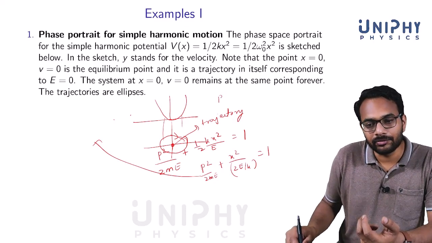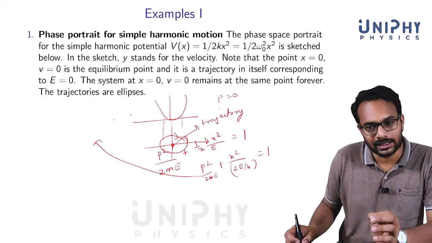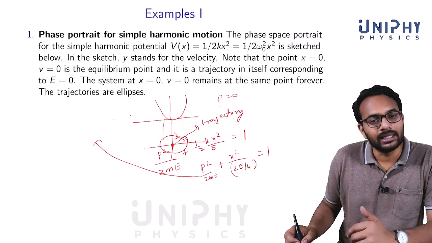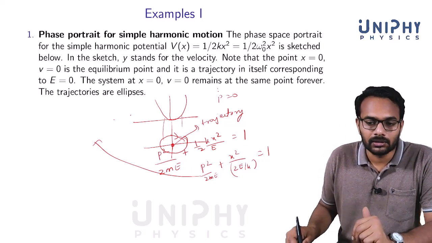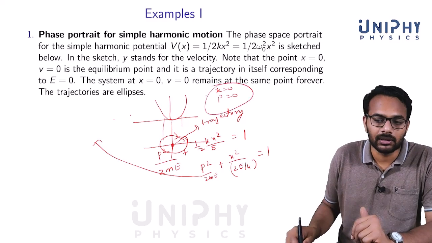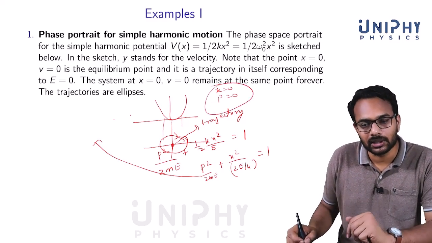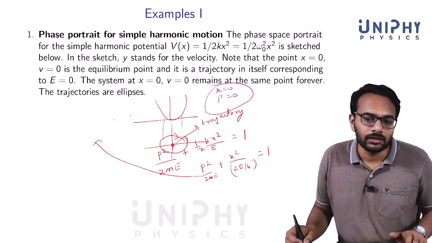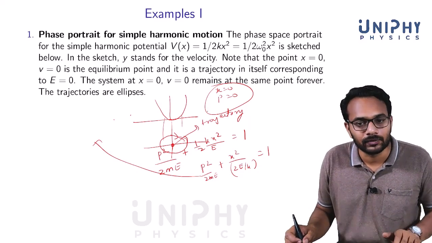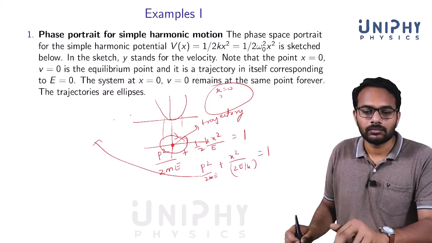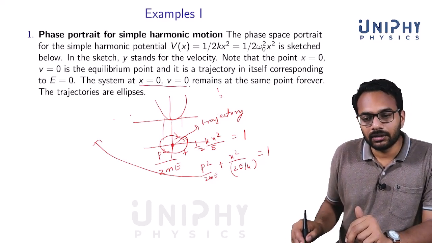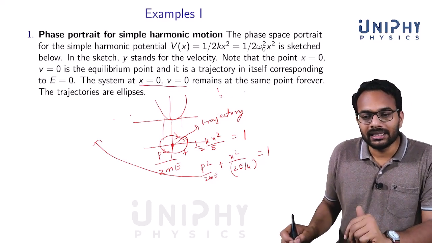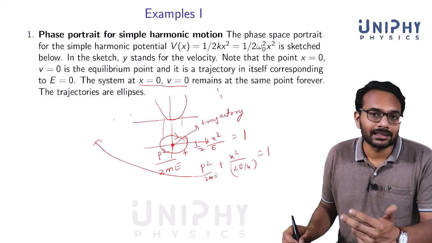Because if p equal to 0 initially and x is equal to 0, it will remain there all the time. I'm sorry, p equal to 0 and x equal to 0. That corresponds to a particular energy, and it will remain there forever. That's a possible trajectory of the system. The system at x equal to 0, v equal to 0, or p equal to 0 remains at the same point forever. The other trajectories are ellipses.